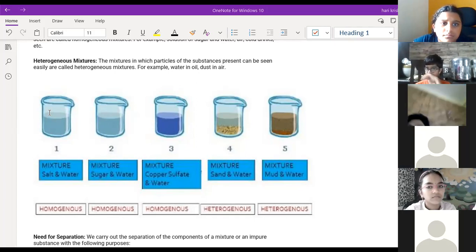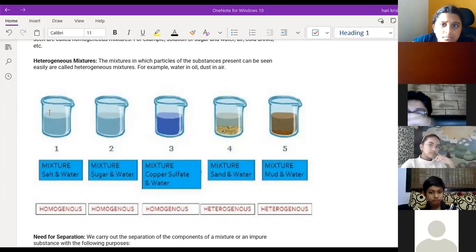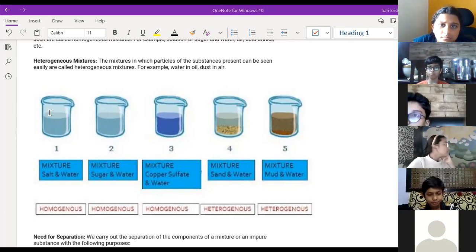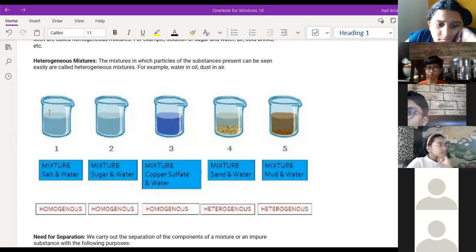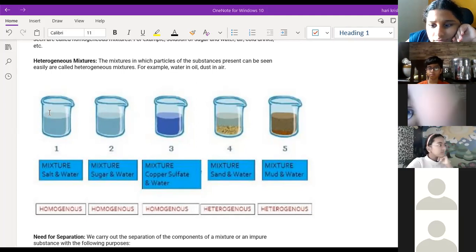Now clear? Suppose you take sand and water. Initially, if you stir the sand properly, they will mix thoroughly. But if you keep that glass idle for some time, what will happen? The sand will settle at the bottom of the beaker, right? And water will come up. That means there is no uniform mixing throughout the mixture. Sand will be at one place, water at a completely different place. It's not mixing equally. So that type of solution is called heterogeneous.